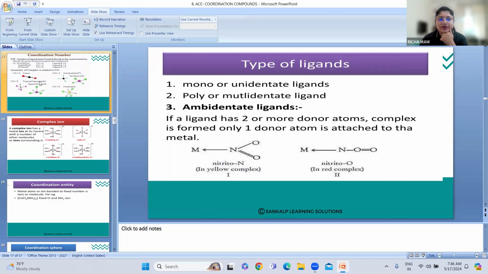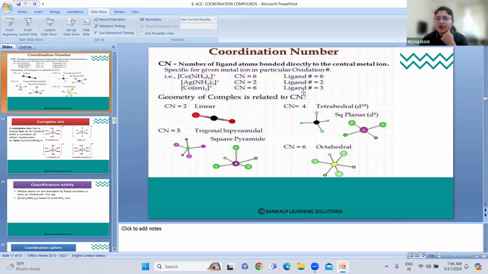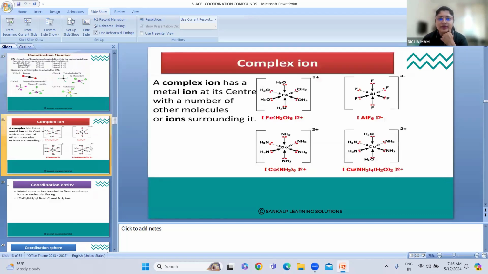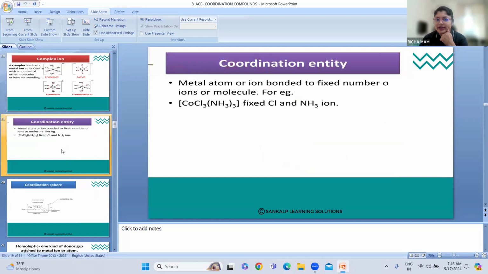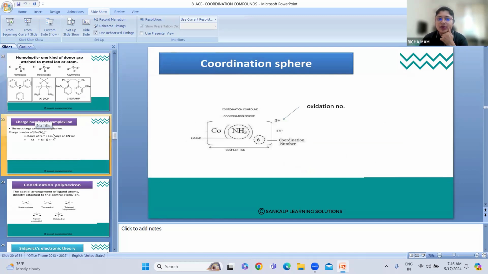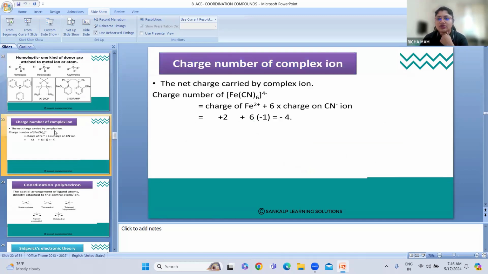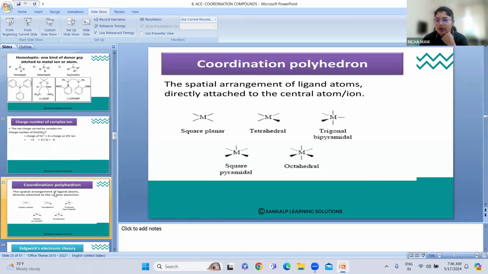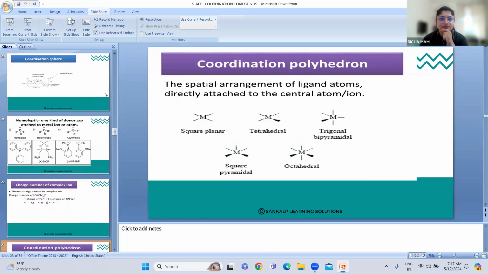Then we have discussed coordination number, and the geometry related to the coordination number. Then we discussed coordination entity and coordination sphere. Then how to find the charge of the complex ion, that also we have discussed. Then coordination polyhedron, the spatial arrangement of ligands attached to the central metal atom. This also we have discussed.